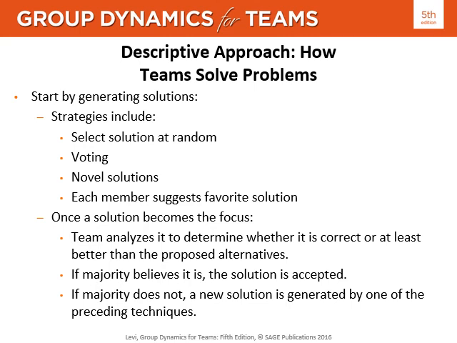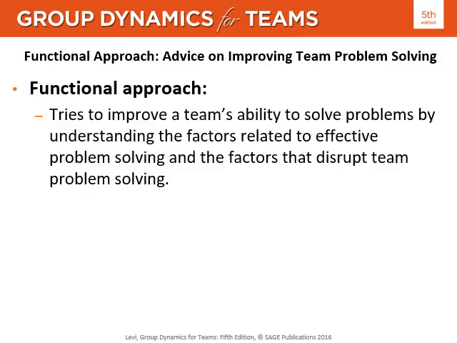Once a solution becomes the focus, the team analyzes it to determine whether it is correct or at least better than the proposed alternatives. If the majority of members believe that it is, the solution is accepted. If the majority does not, a new solution is generated by one of the preceding techniques. The functional approach tries to improve a team's ability to solve problems by understanding the factors related to effective problem solving and the factors that disrupt team problem solving.